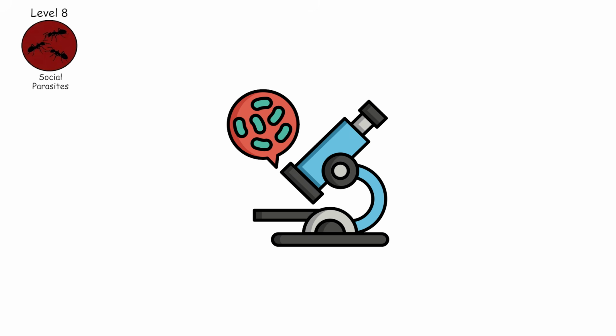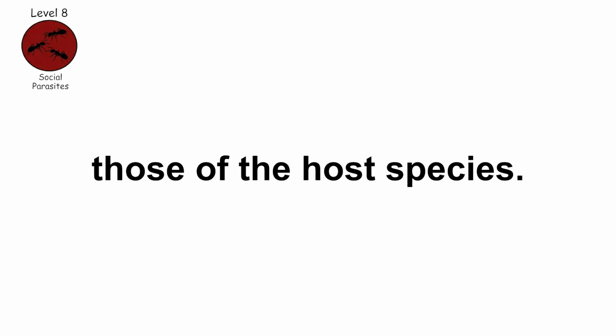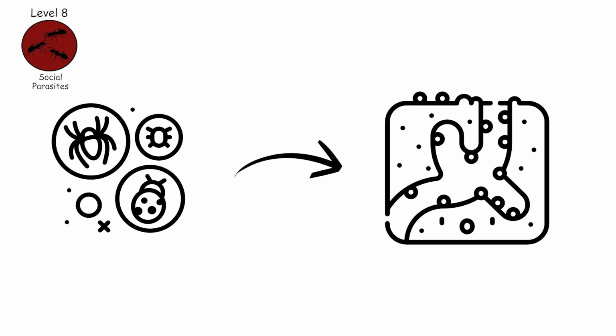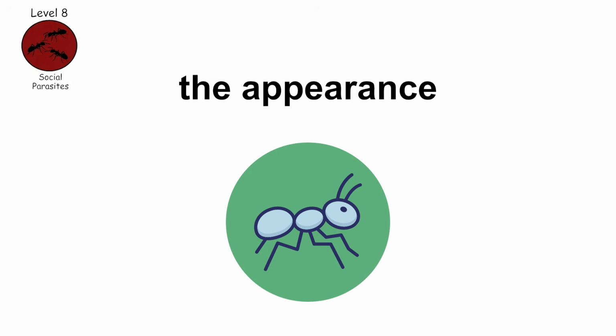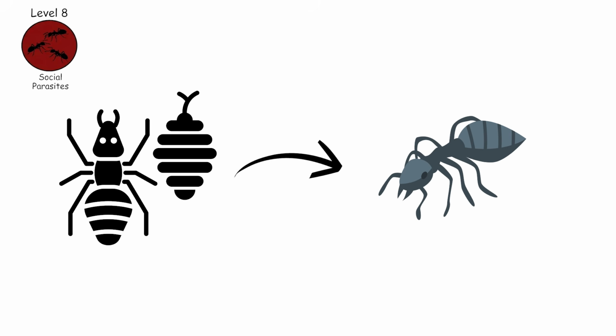Other social parasites rely on deception to survive within the colony. They may produce chemical signals that mimic those of the host species. These signals prevent the workers from recognizing the parasite as an intruder. As a result, the parasite is accepted as part of the colony. In some cases, parasitic insects even resemble the appearance of the host species. This physical similarity, combined with chemical mimicry, allows them to live undetected among the host population.